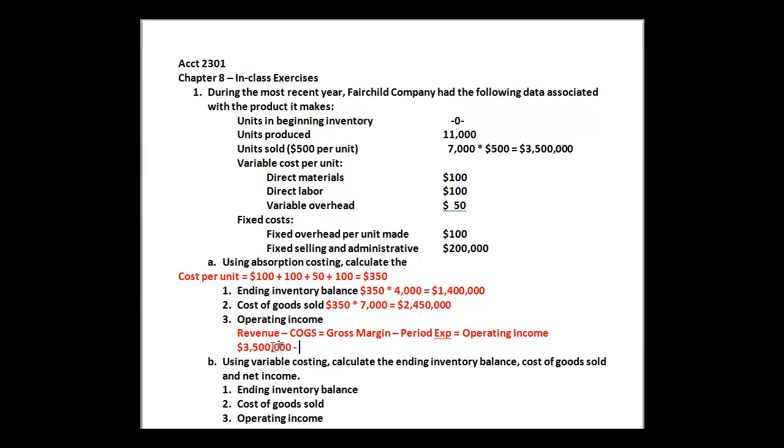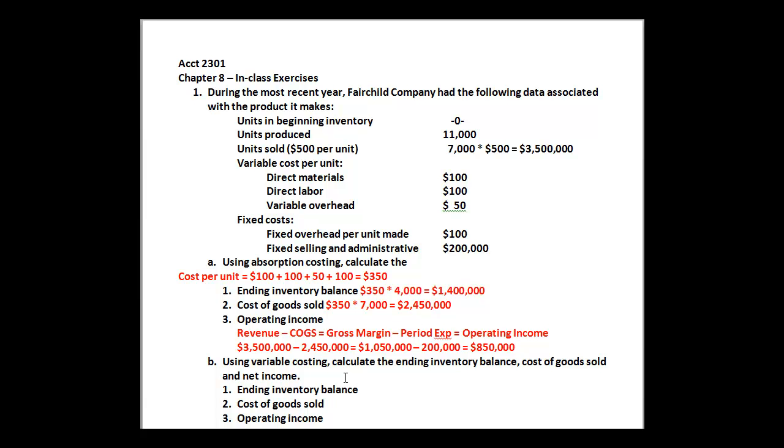Cost of goods sold, we calculated to be $2,450,000. That leaves you with a gross margin of $1,050,000. And then from there, we just want to subtract the selling, general, administrative expenses, and we have $200,000 of period cost. So that is going to leave you with operating income of $850,000.